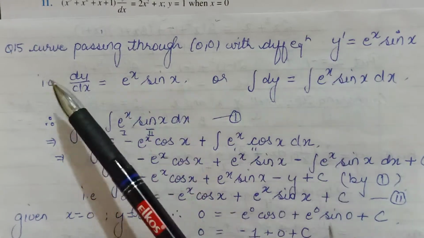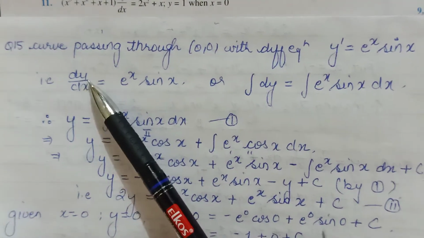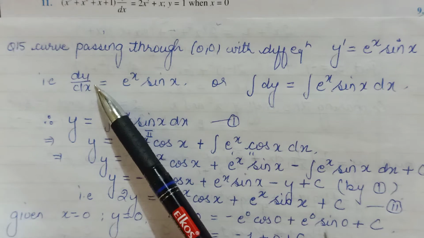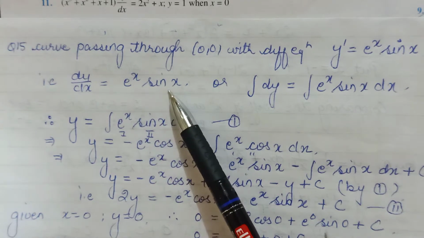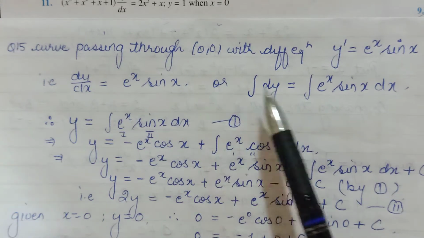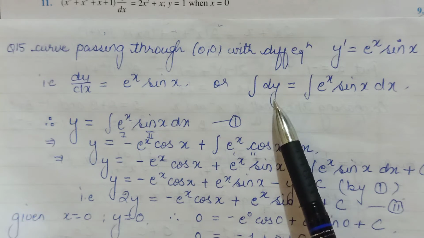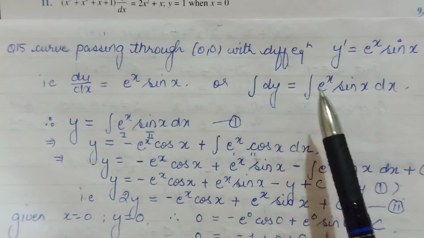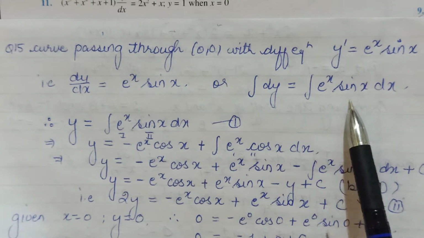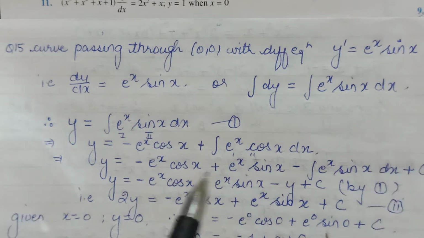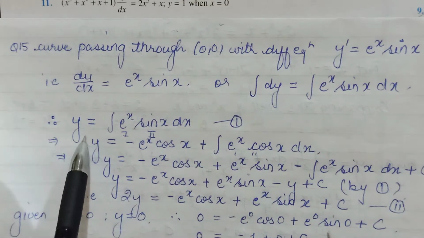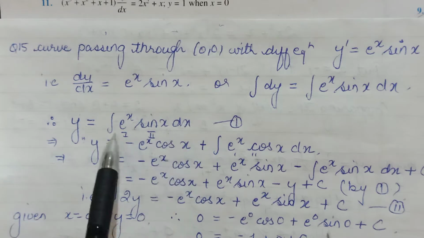We know y dash means the first derivative dy by dx. So we have been given this differential equation. dy by dx is e to the power of x sin x. Again, separating the variables, we have one integral integrated with respect to y and on the other side e to the power of x sin x with respect to x. So integral of 1 would become y here, and this we need to integrate.